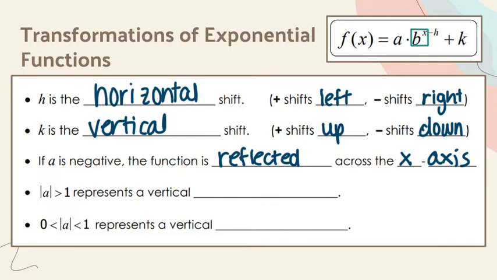But then once you look at whether or not it's negative, we have to look at the actual number and see, is that number without its sign greater than 1 or is it between 0 and 1? If it is greater than 1, that is a vertical stretch. For example, if it was a 2, in my mind, it increases twice as fast, so it stretches up faster. And if it's between 0 and 1, like 1/2 or 2/3, that represents a vertical compression. So it increases half as fast or 2/3 as fast. It is a little bit slower increase.